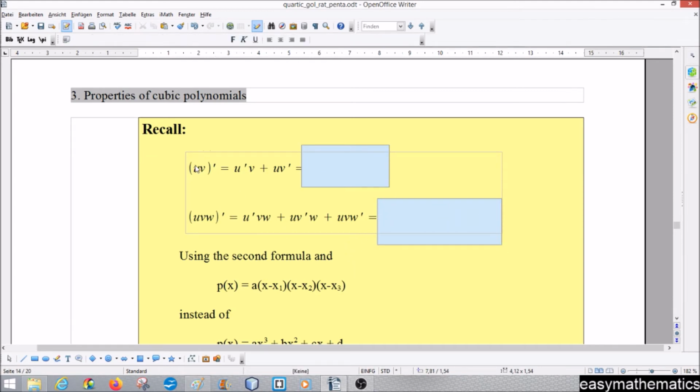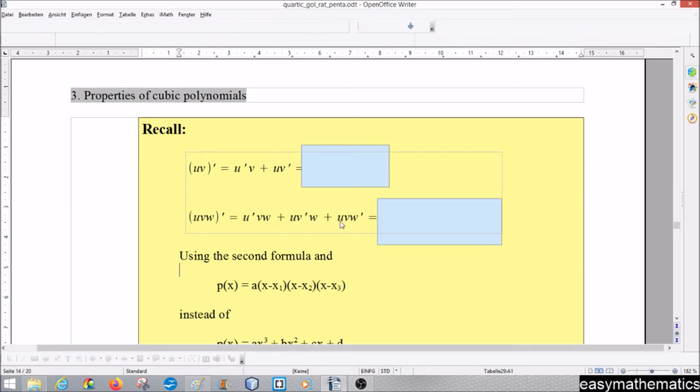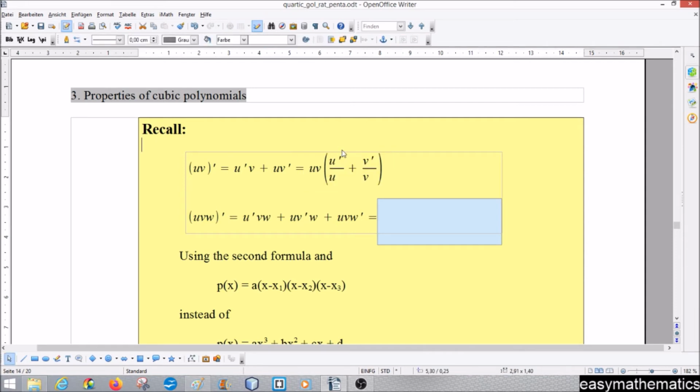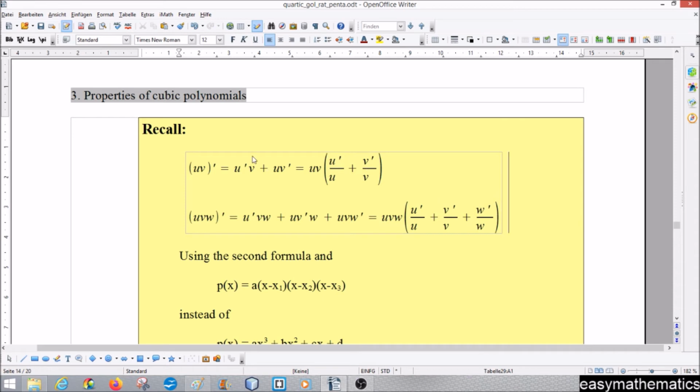The product rule, (uv)' is u'v plus uv'. Okay, and also if we have 3 factors, (uvw)' is u'vw plus uv'w plus uvw'. Okay, pardon for the misspelling. And we write this in another form. Make sure these 2 forms are equal. Okay, so this form is equal to that form, and this form is equal to that form.